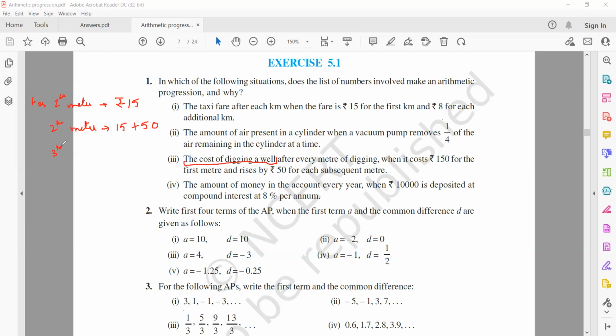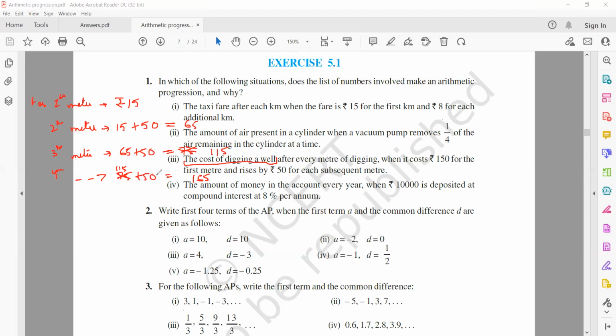Similarly, if you go for the third meter, it will be 200 plus 50, which is 250 rupees. And similarly, for the fourth meter, it will be 250 plus 50 rupees. Sorry, I added wrongly. Have I done it correct or not? So 115 plus 50, what will I get here? 165, like that.